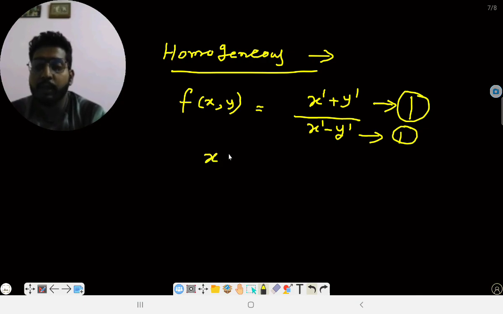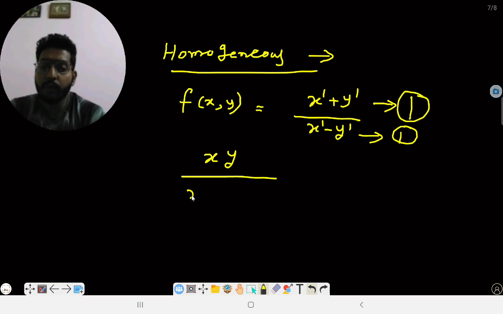Again, suppose a function is like this: xy by x square plus y square. Now what is here?